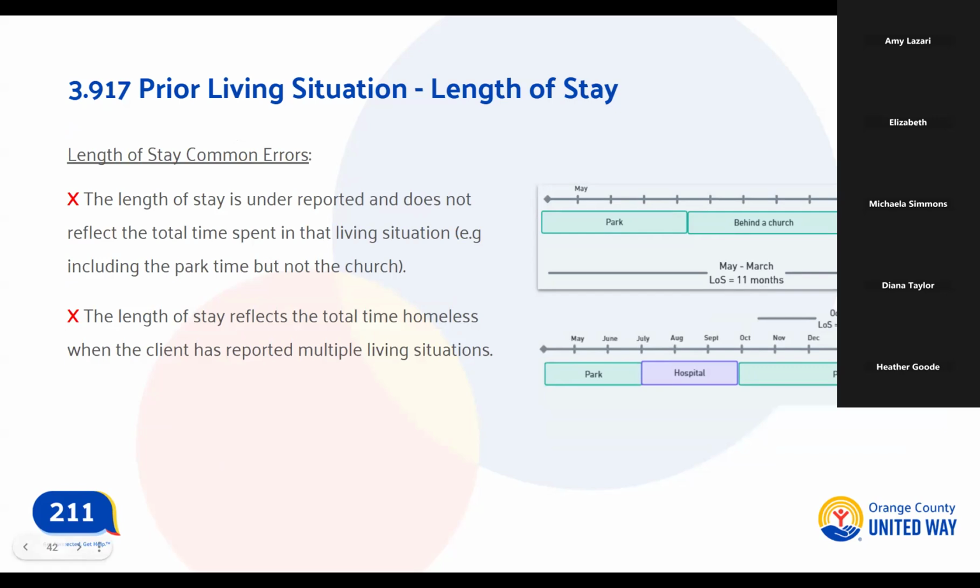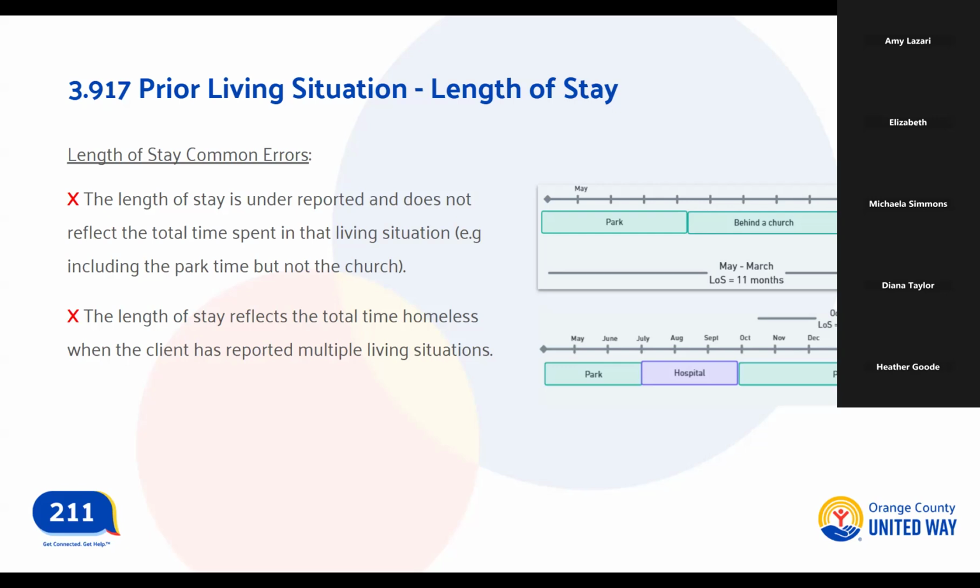Length of stay common errors. Some length of stay common errors that our COC sees include instances where the length of stay reported does not reflect the total time spent in that living situation. For example, an error could occur if the intake staff only count the most recent park stay for the client that moved between the park to a church and then back to the park. These are all literal homelessness situations and should all be counted as one length of stay.